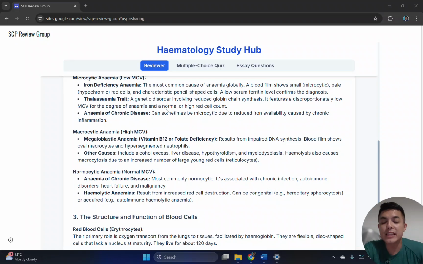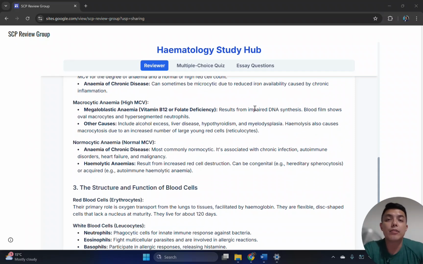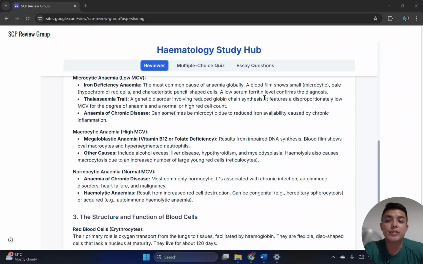Next is the thalassemia trait. This is, however, a genetic disorder involving reduced globin chain synthesis. It features a disproportionately low MCV for the degree of anemia and a normal or high red cell count. Next is anemia of chronic disease. This can sometimes be microcytic due to the reduced iron availability caused by chronic inflammation. So that's anemia of chronic disease. There should be a chronic inflammation.